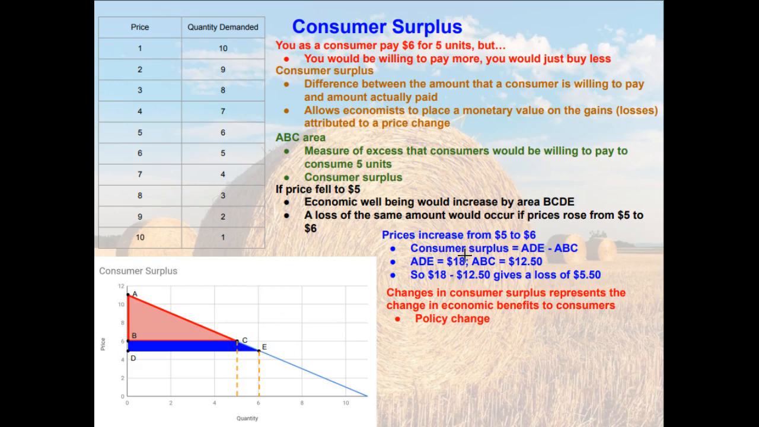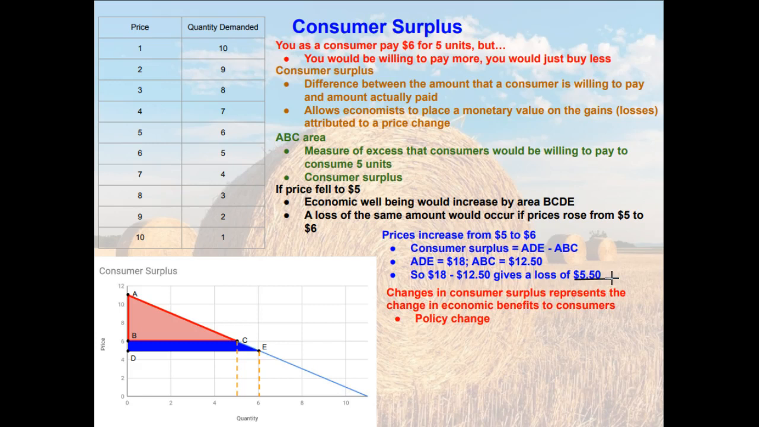Now, the area of the triangle ABC, because what happens if prices go up? Well, for the triangle ABC, we can do that same math. We find out that that surplus is $12.50. So, if we take the $18 of consumer surplus before the price change, minus the consumer surplus after the change, we find a loss of $5.50. We find out that consumers actually lose $5.50 overall. They lose that amount because the prices increase.